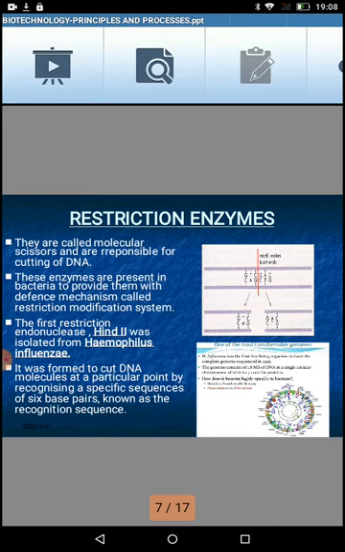So once the virus infects the bacteria, it will send its genetic material inside the bacterial cell. Before that genetic material is incorporated into the genetic material of the bacteria, these restriction enzymes which are present in the bacteria have the capacity to cut that bacteriophage DNA so that it does not affect the bacteria. So it's a kind of defense mechanism in the bacteria.